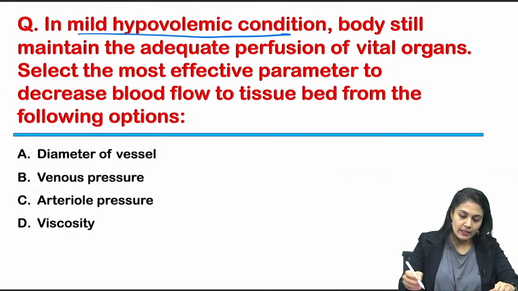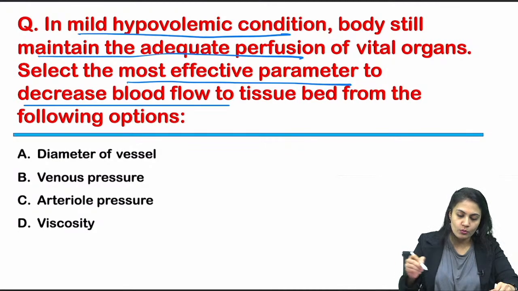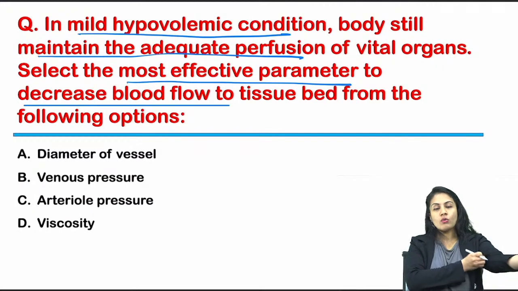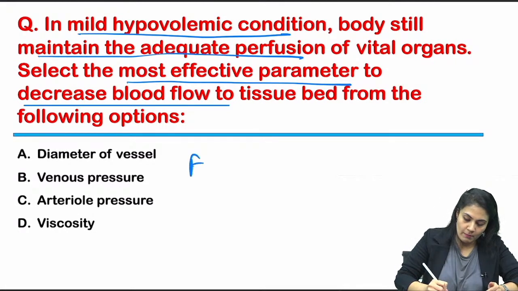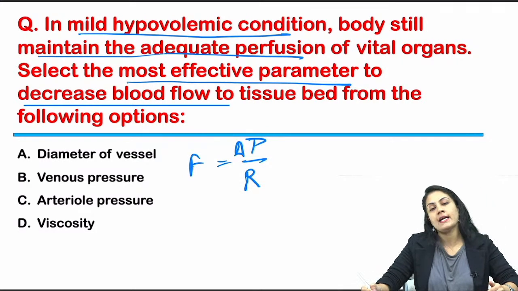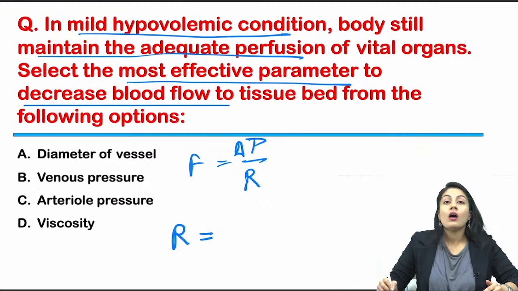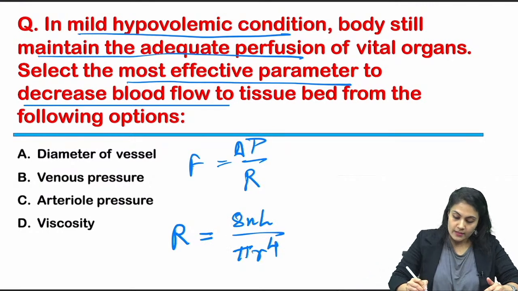In a mild hypovolemic condition, the body still maintains adequate perfusion of vital organs. Which is the most effective parameter to decrease blood flow to the tissue bed from the following options? What they are asking is, what is the main parameter which is important? Remember, flow is equal to pressure upon resistance. Usually we say delta P by R. According to the Poiseuille-Hagen law, R is equal to 8 eta L upon pi R raised to 4, isn't it?